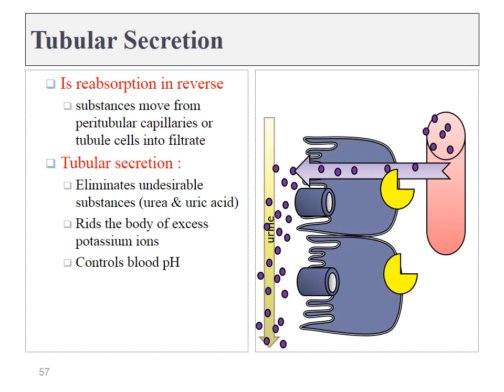It's possible to secrete molecules as well. This would mean we would take molecules from the blood and transport them into the filtrate. We do this to get rid of things that the body knows that we need to get rid of. For instance, we can get rid of excess hydrogen ions in order to help control the pH of our blood.